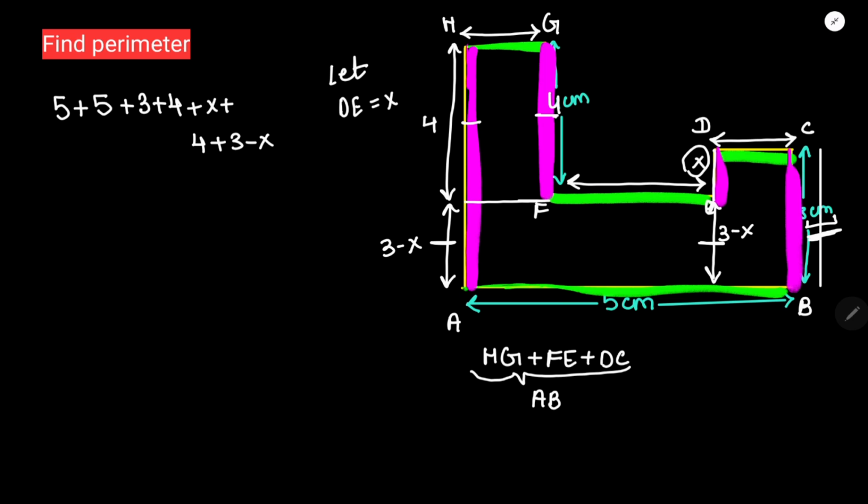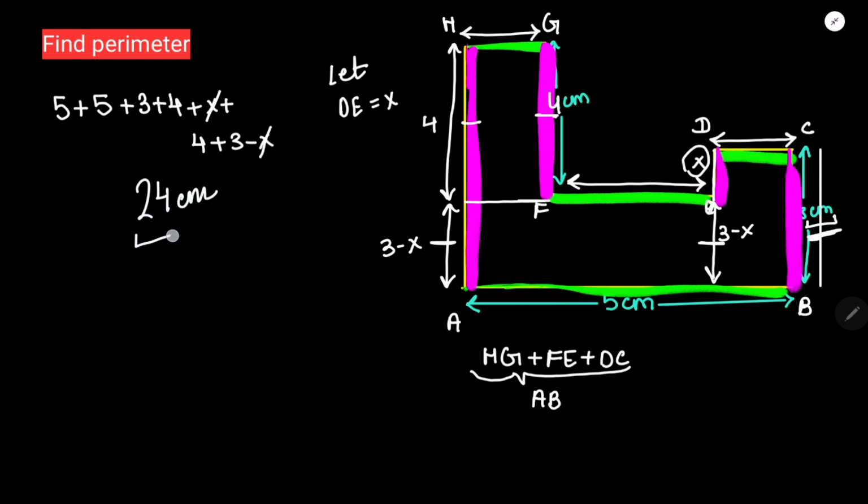Now we have got all the sides, right? We have 5 plus 5 plus 3 plus 4 plus x plus 4 plus 3 minus x. And I was worried about x only, but you know what? We can cancel this out, right? X and x. Now we just have numbers which we need to add up. Okay, this is 5 plus 5, 10. 10 plus 3 is 13. 13 plus 4 is 17. 17 plus 4 is 21 plus 3, 24.